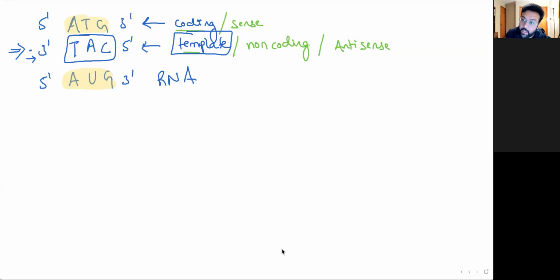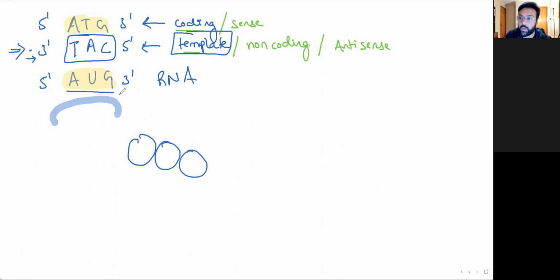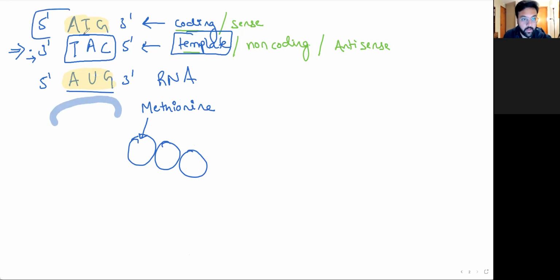Now the tRNA will come. The tRNA will read this codon, and it will bring one amino acid with it, and that's how it is going to make a chain of amino acids. And what amino acid do you think AUG codes for? Methionine, right? Very good. That's methionine. That's our first amino acid. So right now you just need to remember the coding strand of the DNA will be exactly similar to the codons of the RNA.